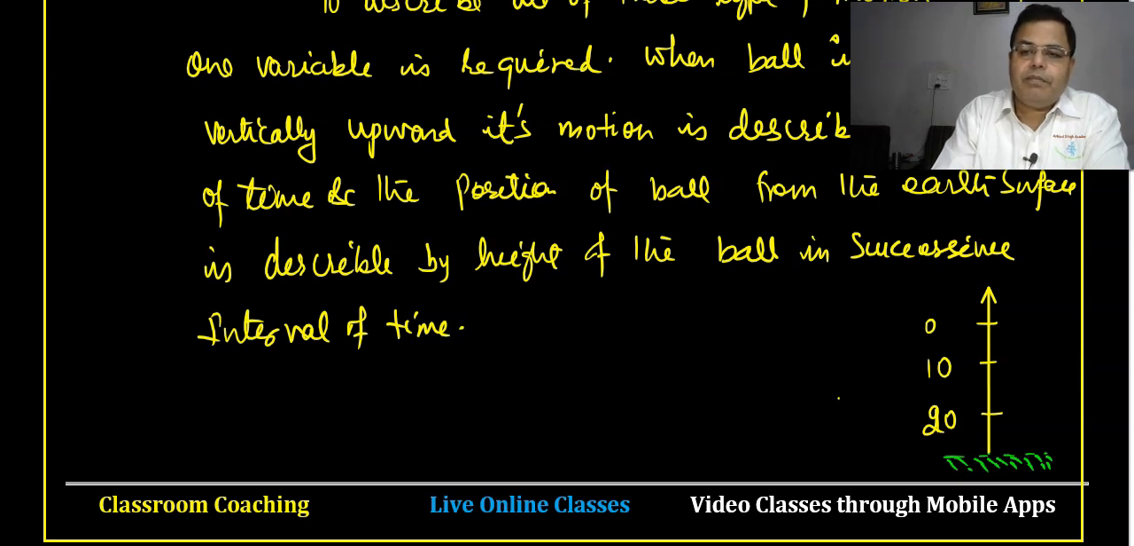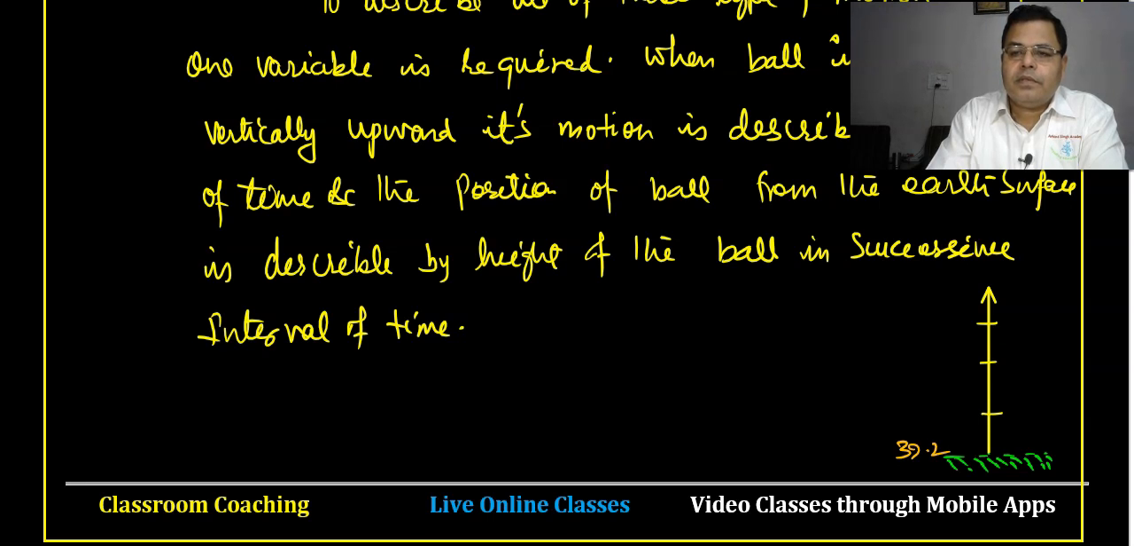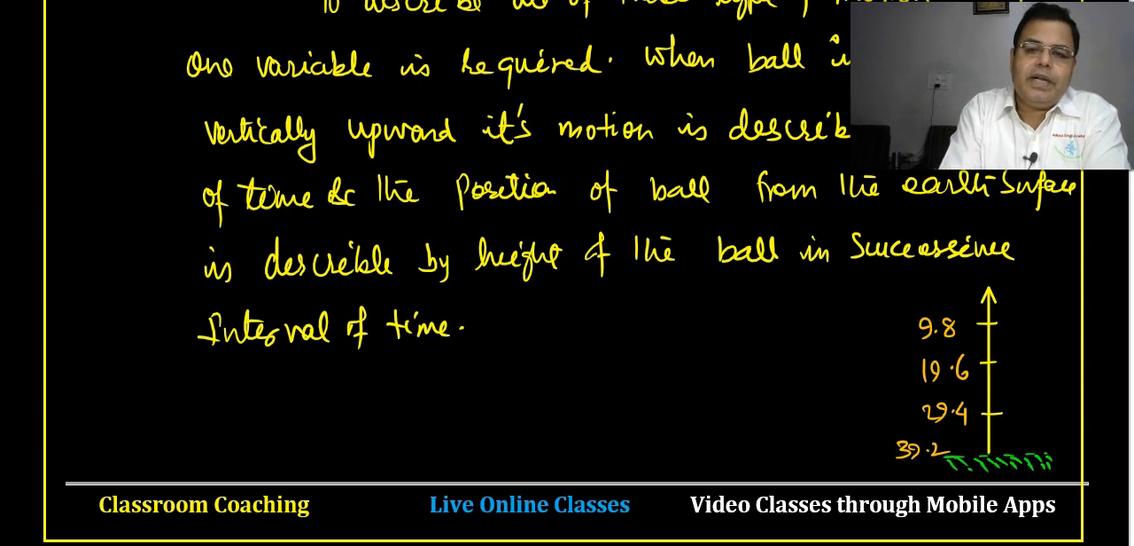Or if a ball is freely falling, then the speed will change by 9.8 meter per second. Suppose the speed with which it is thrown is 39.2. After 1 second it is 29.4, then 19.6, then 9.8. So the height is decreasing successively. When time was 0, the speed was 39.2.